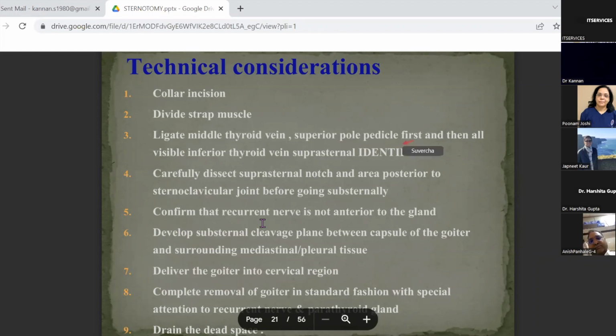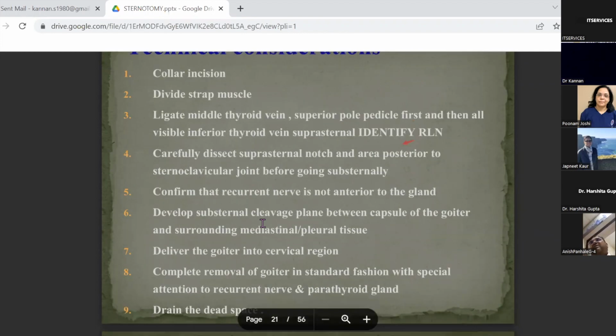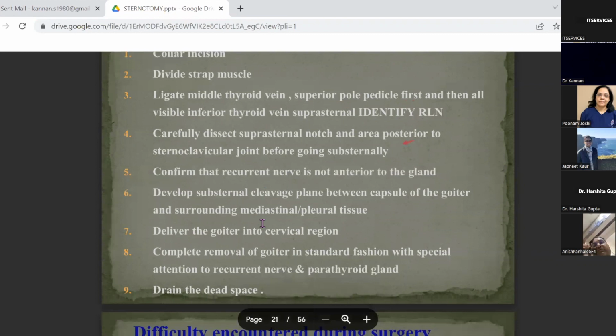Everything is handled first. Then we get into the suprasternal notch. I see to it that it's not going posterior. The recurrent laryngeal nerve is preserved. Then you get into the plane between the tumor and the sternoclavicular joint and gently go substernal. By this finger dissection, you can gently remove the tumor. Once the tumor is completely out into the neck, the routine surgery is completed.